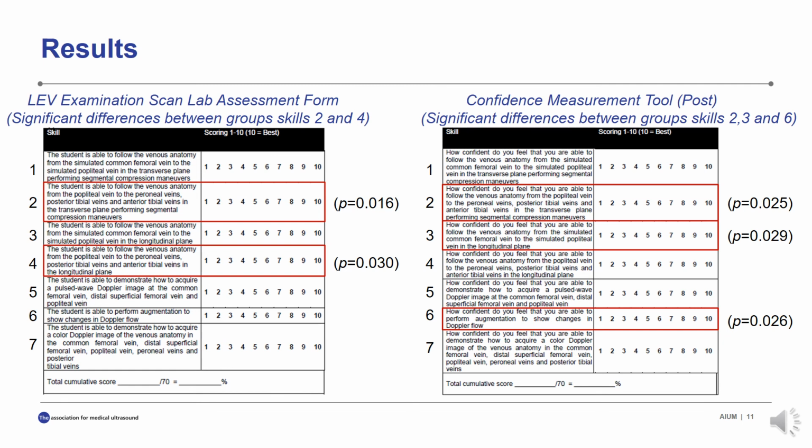It is interesting to note that Group 2 particularly scored higher both by the instructor who scored the scan lab assessments and how they rated their own confidence levels regarding imaging of the calf veins, a skill that is considered more difficult by most sonographers.